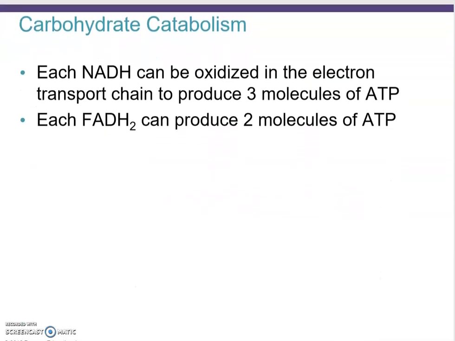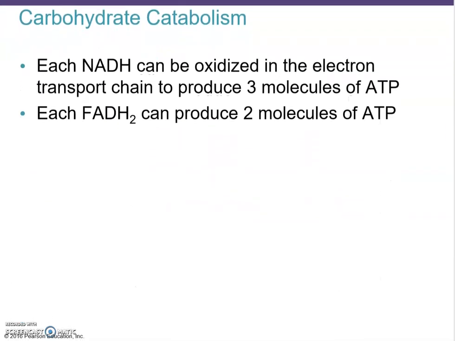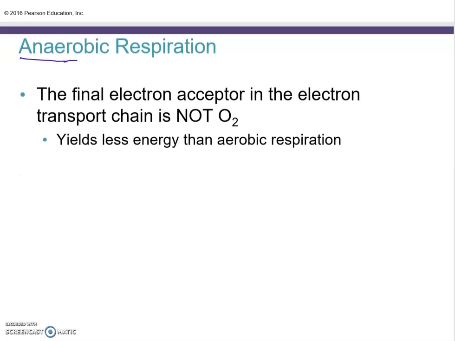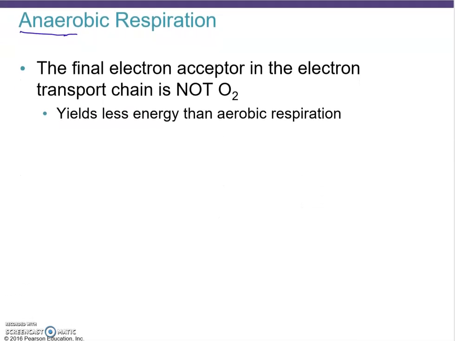Okay, so here's sort of the summary sheet. Each NADH can be oxidized in the electron transport chain to produce 3 molecules of ATP, and then for the FADH2 you get another 2 molecules of ATP. Now that's all under perfect conditions, and of course if we don't have oxygen, then everything changes. We're going to be a lot less efficient, and we don't have oxygen available as a final electron acceptor, and overall the whole process is going to be less efficient.